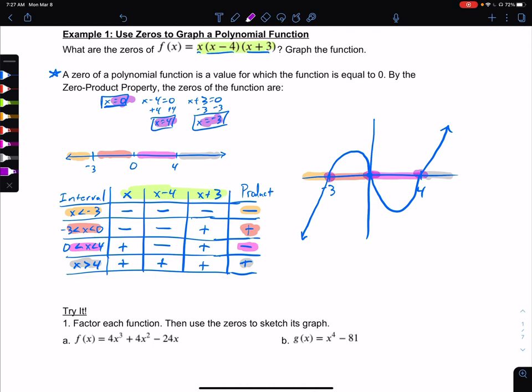Give the tryout problems a go. Part A and B, you're actually going to have to factor those first. Our example was already factored. Part 1A and 1B, you are going to have to factor before you can find the zeros. Good luck.